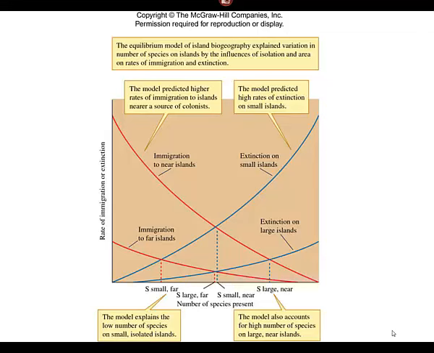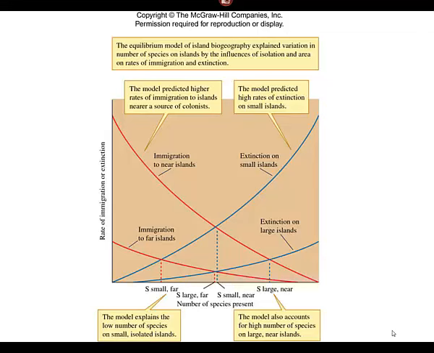So the model predicts higher rates of immigration to islands nearer a source of colonists, and it predicts higher rates of extinction on small islands. Down here towards the bottom, the model explains then that there is going to be a lower number of species on small isolated islands, as well as the model is going to account for a high number of species on large near islands. So we're seeing this play between immigration and extinction.